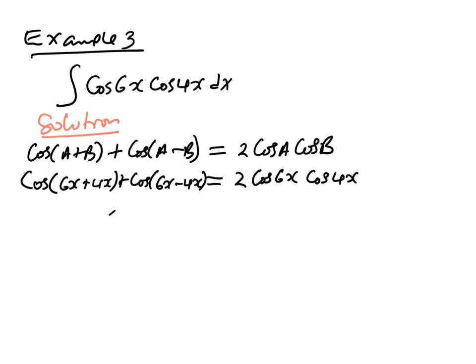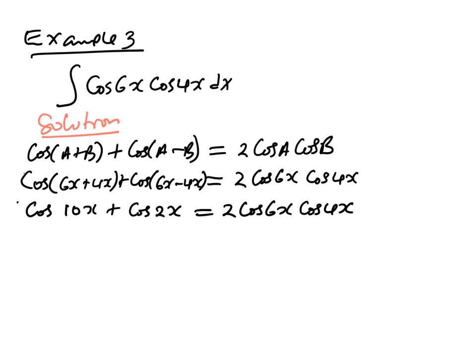So what do we get? We get cosine of 10x plus the cosine of 2x will be 2 cosine of 6x cosine of 4x. Now let me divide by 2 and take away this 2 from here. It works out, and now it looks like the equation. So what does it mean?